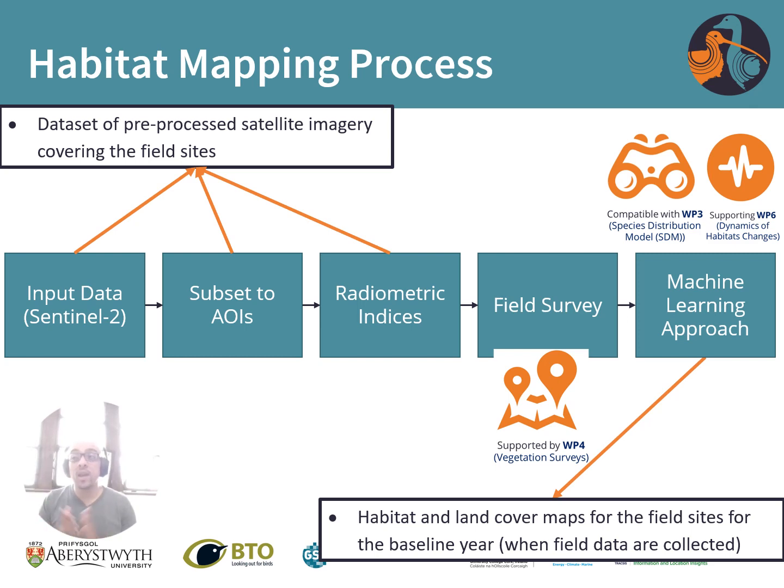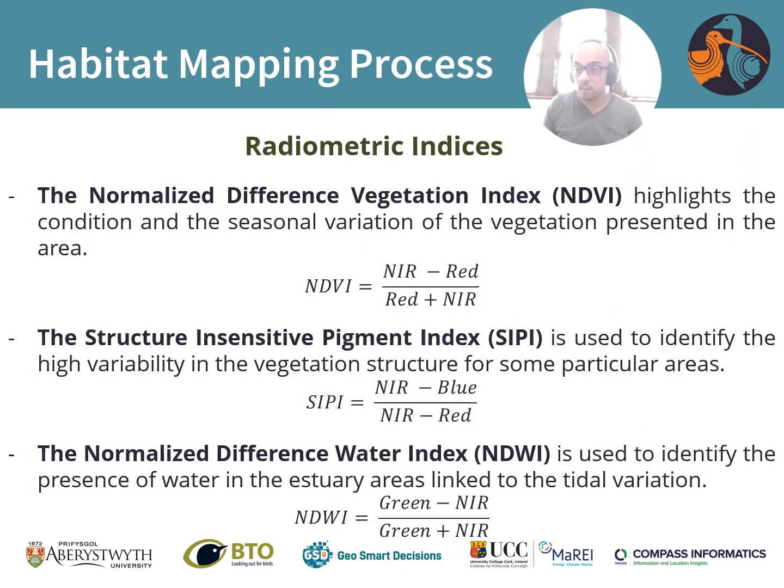And as I mentioned to you before, we get some field surveys that were collected by the people that were tagging the datasets. They give us information about the fields and about the type of classes that were in the field, and we use this to map our areas. Then we upload the machine learning approach, and we get the habitat and land cover maps for the field sites for the baseline year. That means the year where we collect information where the birds were in the field. As I mentioned to you before, these are the radiometric indices that we use to map the areas.